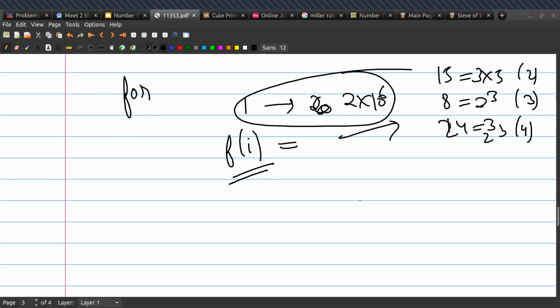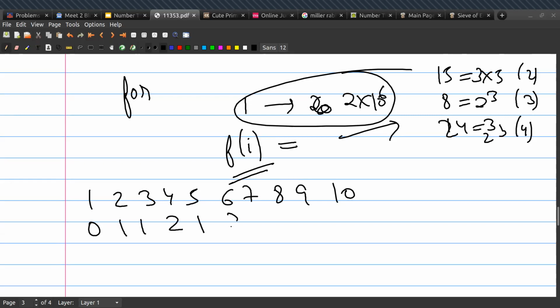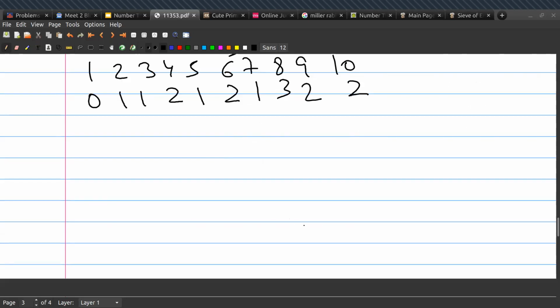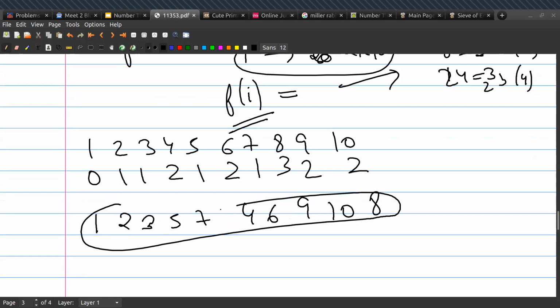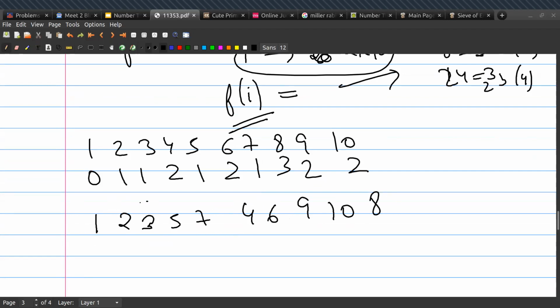So let me just show you for the first 10 numbers. I have 1 2 3 4 5 6 7 8 9 10. The values will be 0, 1, 1, 2, 1, 2, 1, 3, 2, and 2. So after sorting, the array will look like 1 2 3 5 7 4 6 9 10 8. You just need to sort it like this. So what approach will you take?